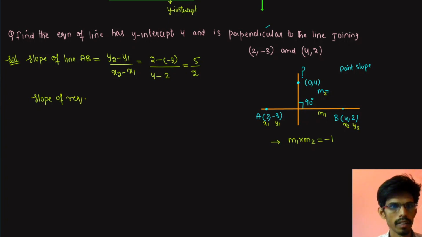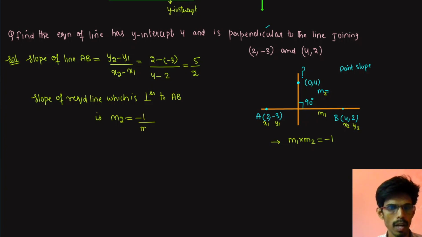Now the slope of the required line, which is perpendicular to line AB, let us take it as m2, and we use the property m1 m2 equal to -1, so this will be -1 by m1. So I have to take the reciprocal of this slope with opposite sign, so 5 by 2 will become 2 by 5 with opposite sign. So this will be the slope of the required line.